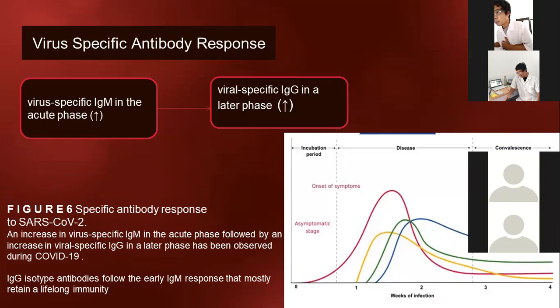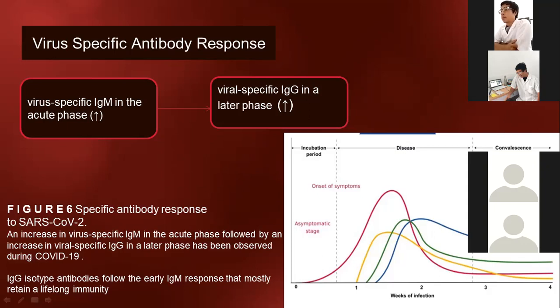And about the virus-specific antibody response. Similar to many other viral diseases, there is an increase in the virus-specific IgM in the acute phase, followed by an increase in the virus-specific IgG. It has been observed in the course of COVID-19. We can look at figure 6 on the right. From the figure, virus-specific IgG and IgM reached peak levels at 17 to 19 days and 20 to 22 days after symptom onset respectively, like my table before.